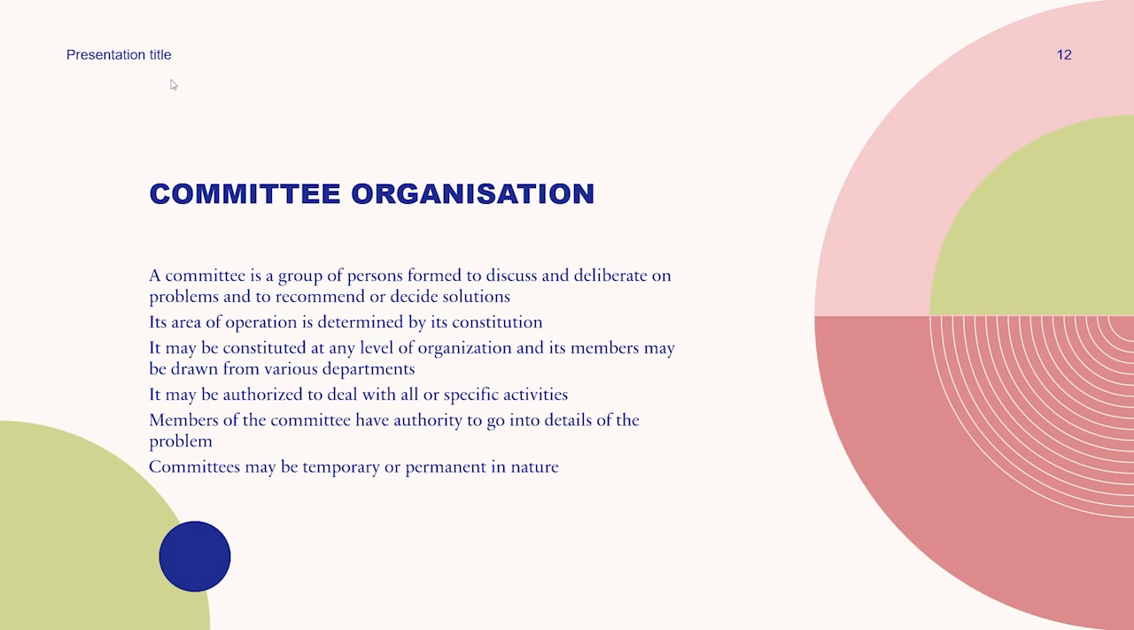And another disadvantage is evasion of responsibility. A committee cannot fix the responsibility for wrong decisions on any individual. This results in inefficiency and evasion of responsibility. Another drawback, and the last drawback, is misuse of committees. Committees are sometimes misused to avoid action, to take unpleasant decisions, or to delay decisions.